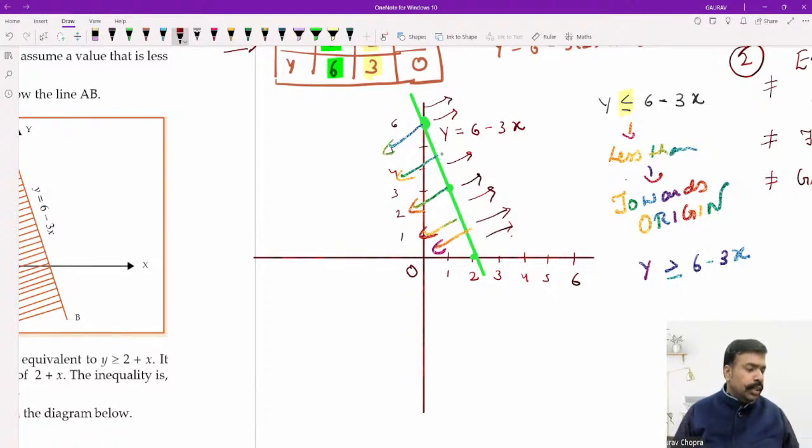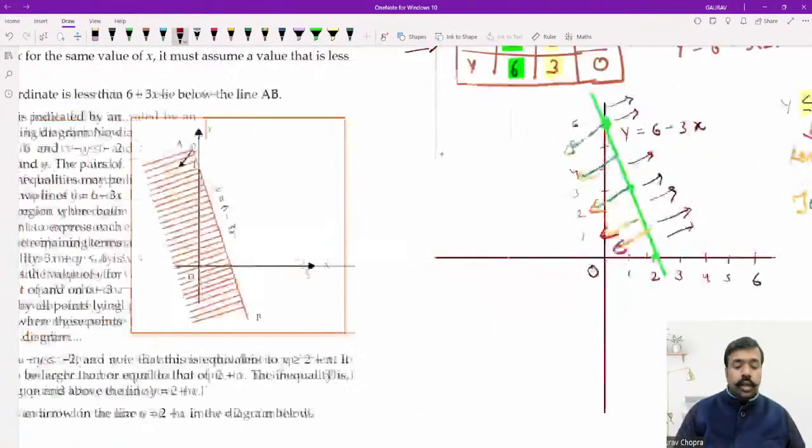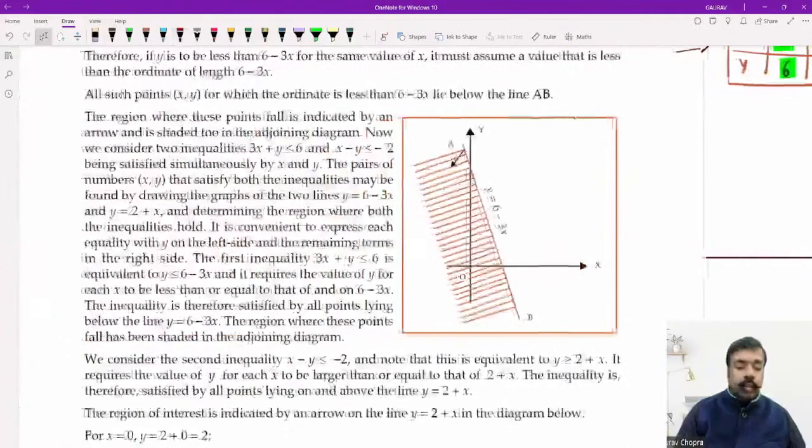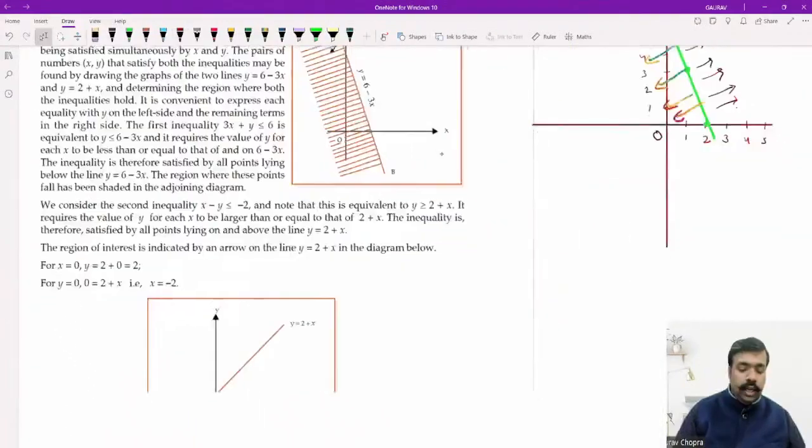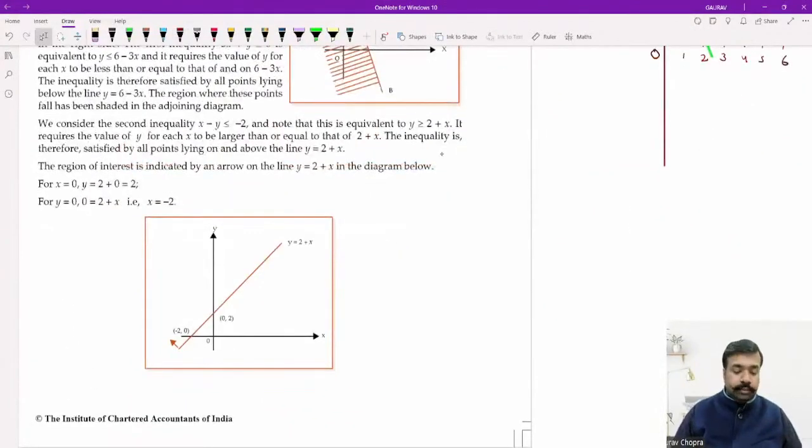Mahesh is asking about matrices. We have already discussed that matrices are not in our syllabus. Matrices and determinants are no more in our syllabus, and we are doing linear inequalities. All right.